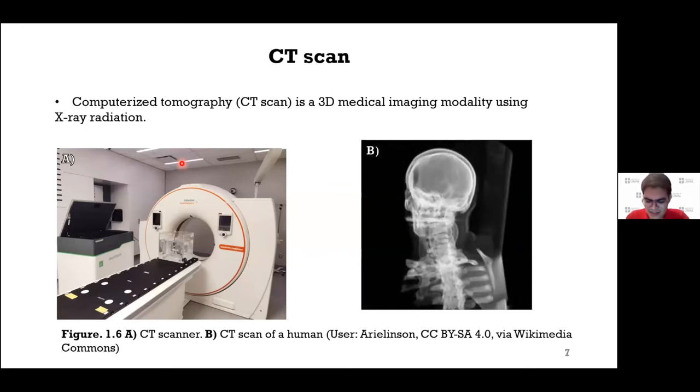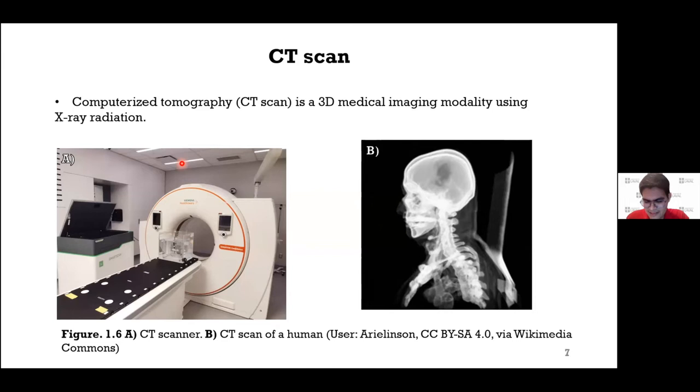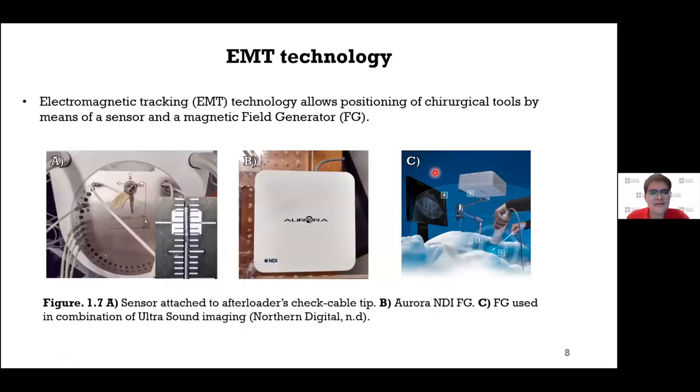HDR brachytherapy can use several imaging modalities. One of them is the CT scan, which is computerized tomography. It's a 3D medical imaging modality using X radiation. We can think of CT scan basically like a 3D version of a radiography. Here, the low pixel values represent low tissue density, and the high pixel values represent high tissue density.